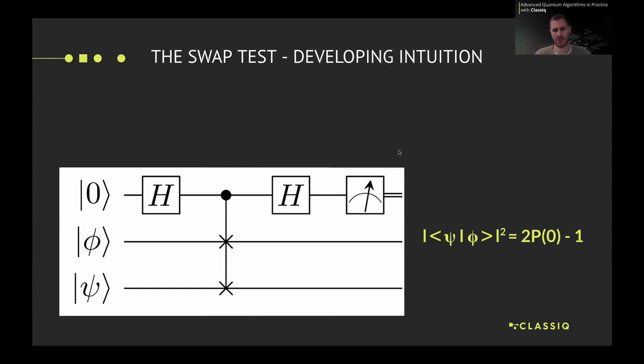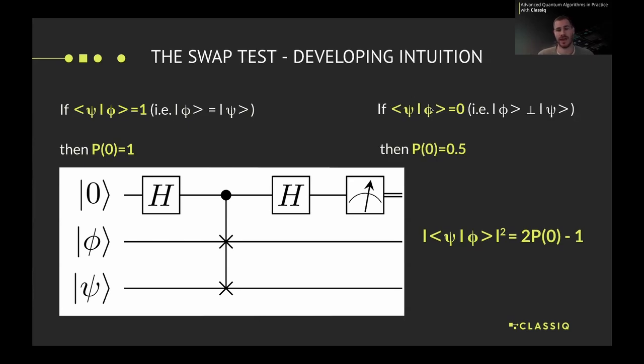Now let's try to develop some intuition for this swap test. If the states of psi and phi are identical, their inner product is 1 because they're the same state. Now the probability of measuring 0 will be 1. So this is one extreme. Now, if they are completely orthogonal and their inner product is 0, then the probability of measuring 0 will be 1/2. So these are the two limiting cases.